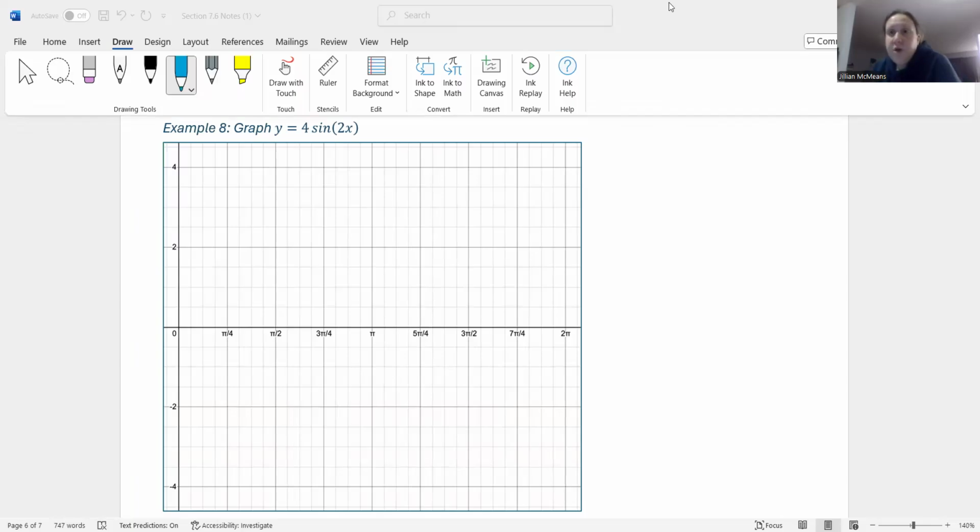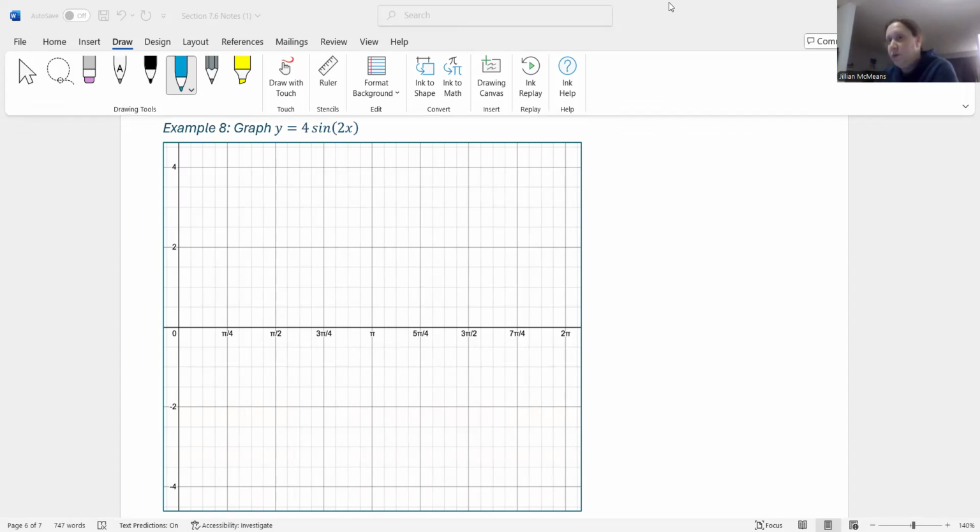Okay, for our first graph, we're going to look at y equals 4 sine of 2x, okay? So a couple of transformations are happening here. We do not have a vertical shift. There's no plus or minus any constant at the end of this. We do have a horizontal stretch or compression, and we do have a vertical stretch or compression. We do not have a reflection, okay? So let's go through the steps to graph this.